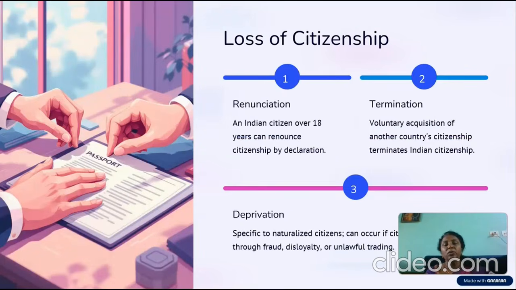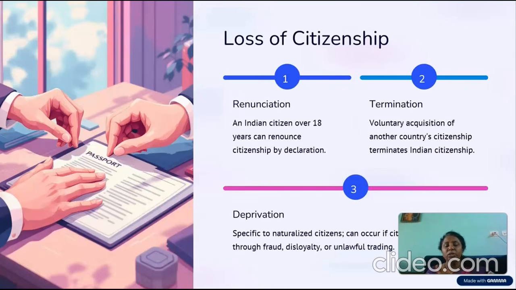Then how can you lose your citizenship? First is by renunciation. An Indian citizen over 18 years can renounce the citizenship by declaration if you don't want to be an Indian citizen. Then by termination: voluntary acquisition of another country's citizenship terminates Indian citizenship. It is a single citizenship. We follow single citizenship. There is no double citizenship. So if you become a citizen of another country, for example America, naturally your citizenship of India is terminated.